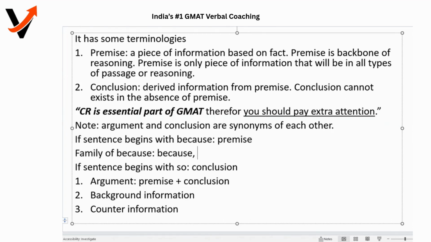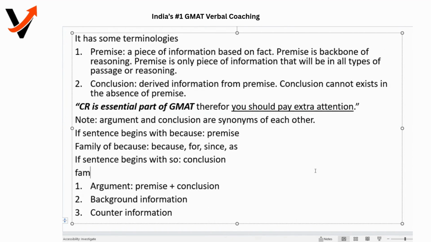itself, for, since, as. Family of conclusion: so, thus, therefore, that is why, hence.